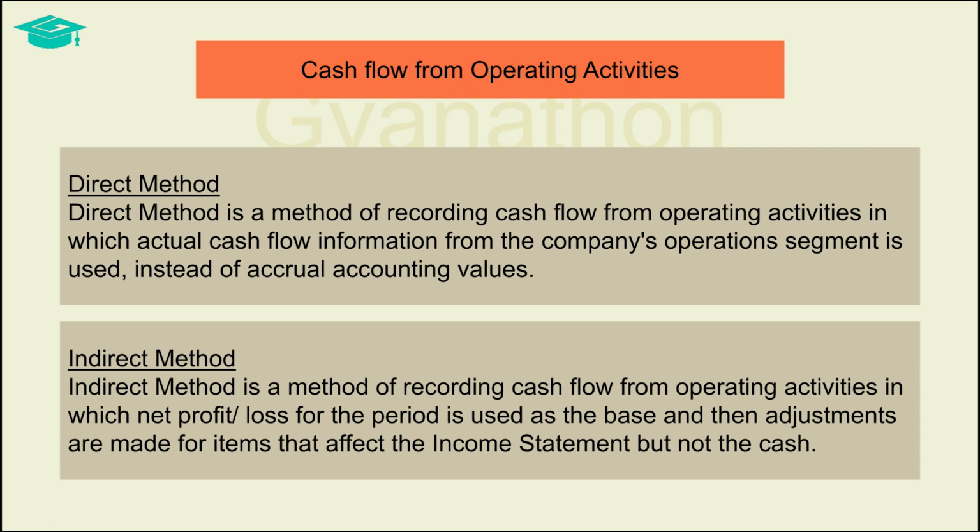As per the AS3, an enterprise should report cash flows from operating activities either by using the direct method or the indirect method. Under the direct method, the actual cash flow information from the company's operations segment is used instead of accrual accounting values. Certain adjustments are made to the items which are recorded in the profit and loss statement on the accrual basis so as to convert them into cash basis while considering them under the direct method.